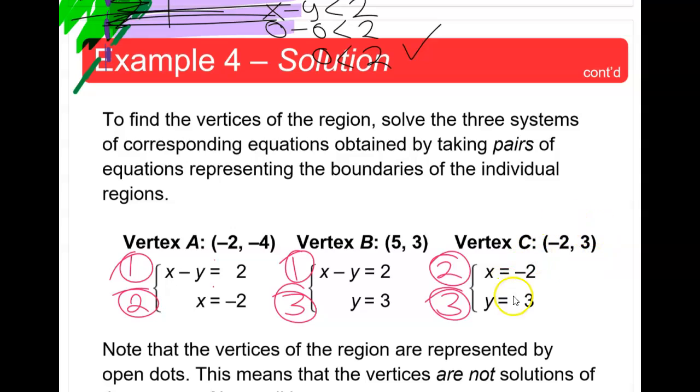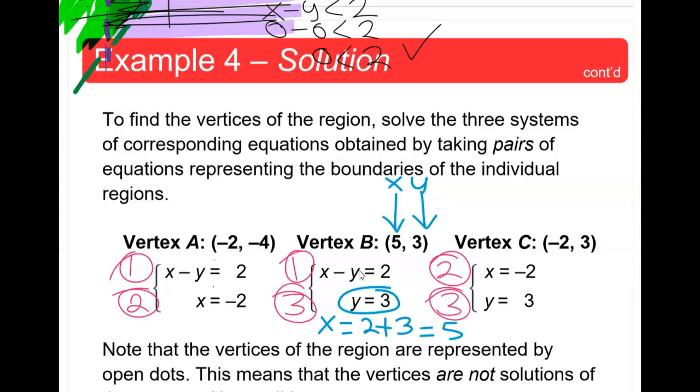So the solution of this one will be the only point where x is -2 and y is 3. So that will be one of the vertices. And then for the other ones, if y is equal to 3 and you substitute a 3 here, you will obtain that x is equal to 2 plus 3, which is equal to 5. And that's what we got here for x. And we already knew that y was equal to 3 because we had that inequality.